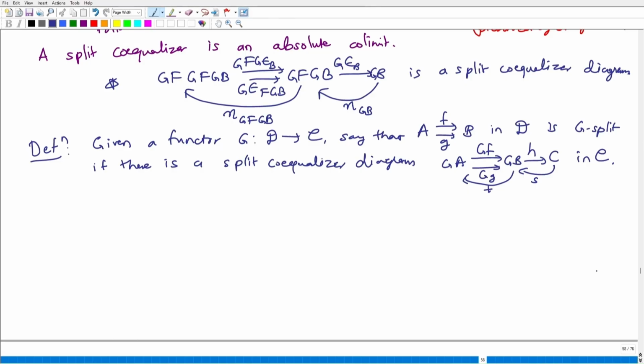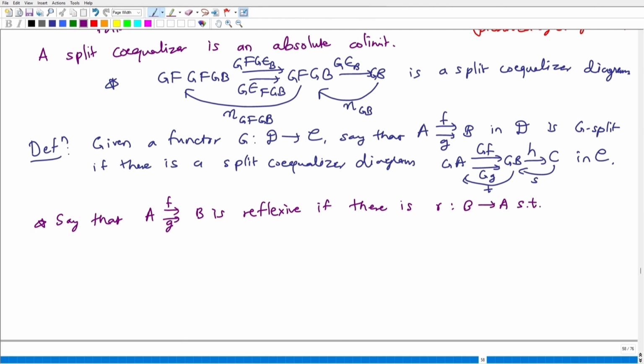There is another property that this particular diagram has. So let me write another definition. We say that a parallel pair of arrows is reflexive if there is R from B to A, a common splitting for both of them, such that FR is equal to GR is equal to 1B. Okay, so this pair is reflexive. It actually represents reflexivity of the relation. And that's why we are writing this.